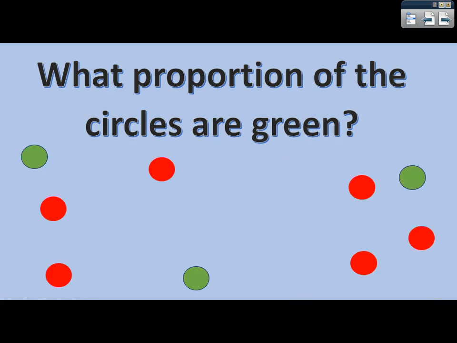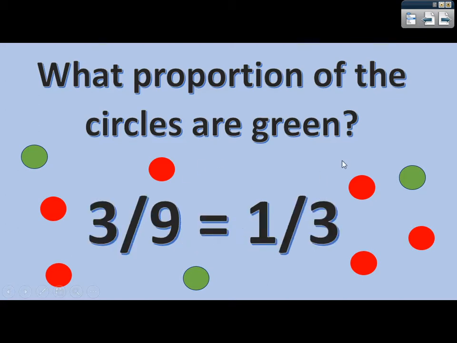Next slide. What proportion of the circles are green? 3 out of 9. Can we simplify this? You can, because both those numbers are in the 3 times table. So if you divide them both by 3, you'll get the simplified version. 3 divided by 3 is 1. 9 divided by 3 is 3. 1/3. That's the simplified version of 3/9. So that's our answer. 1/3 of them are green. 1 out of every 3. You could say 1 in every 3 circles are green.